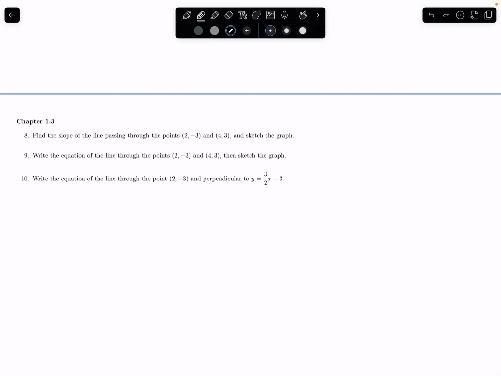All right, here we go. 1.3. I think this should be a little faster than the previous one. The previous one was kind of long, tedious. We got fewer questions and easier ones, I think.